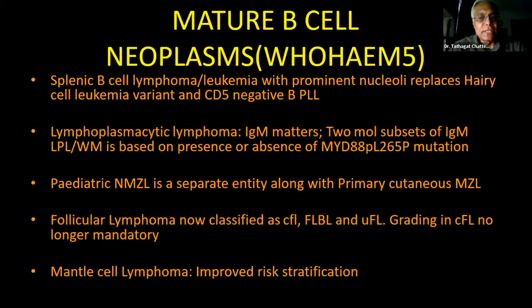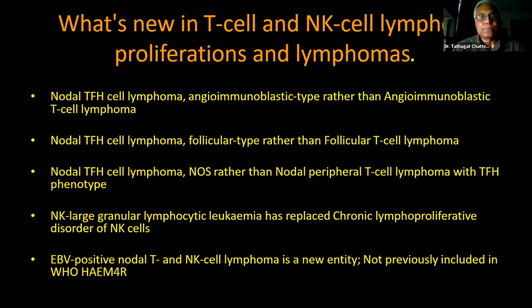Improved risk stratification has now come in mantle cell lymphoma. Similarly, what's new in the T cell and the NK cell lymphoid proliferations and lymphomas? Firstly, the nodal T follicular helper cell lymphoma. We are hearing so much of TFH cells in angioimmunoblastic lymphoma. So the nodal TFH cell lymphoma, angioimmunoblastic type, has replaced the term angioimmunoblastic T cell lymphoma. So the AITL has now been replaced by nodal TFH cell lymphoma, angioimmunoblastic type.